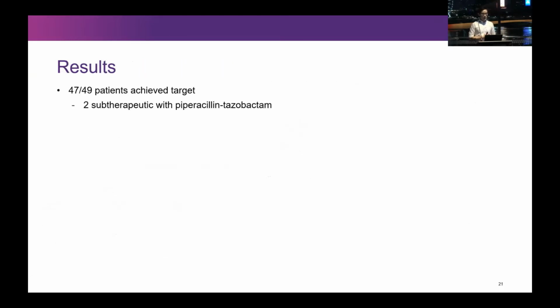And what they found was that in this particular study, 47 out of those 49 patients actually achieved the target concentration that they were after with the first antibiotic sampling that they performed. And the 2 patients that were subtherapeutic were patients with piperacillin tazobactam.